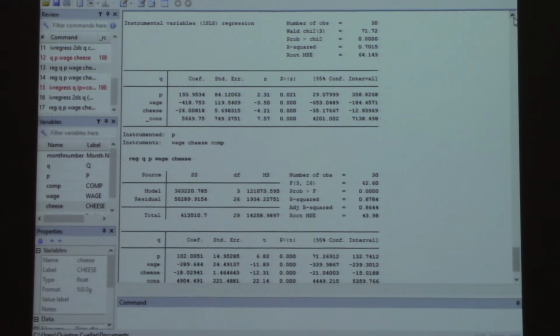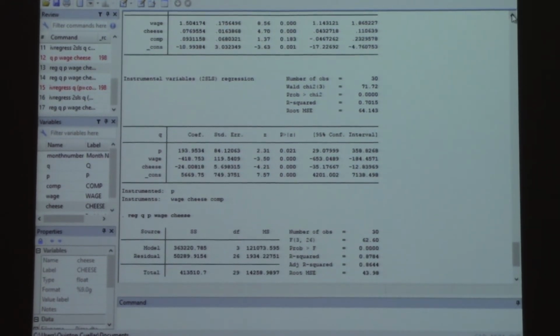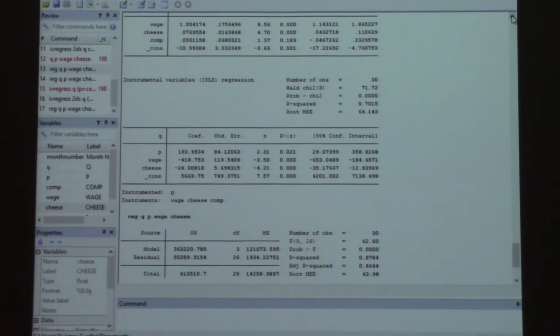Even though the first stage satisfies our criteria for the F-statistic rule of thumb, it was greater than 10, we know that competitor price was, was it marginally significant? Competitor price is 1.37, yeah, it's really not that strong of an instrument.